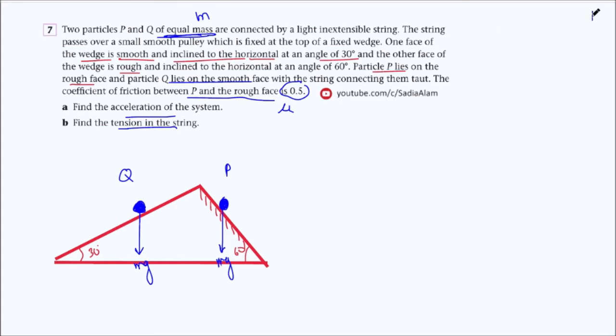Okay, for this one I will just use a different question to calculate the force on the pulley. Okay, I will come back to that later. I'm just writing it for my reminder. Okay, so let's continue. We just need to find the acceleration and tension. Okay, so for Q, this is my x-axis, that's my new y-axis, so this angle will be 30.